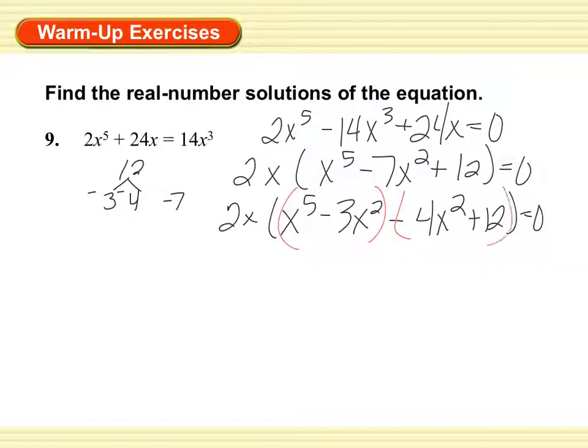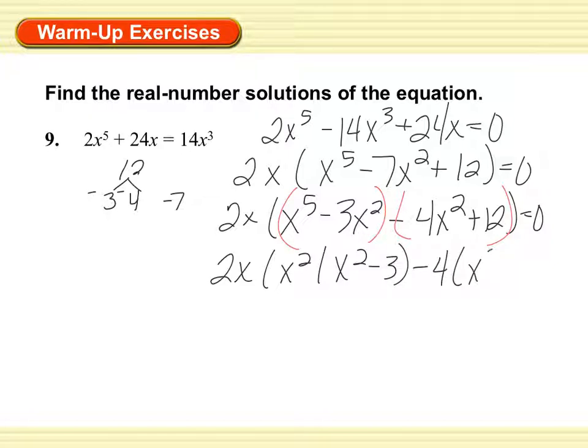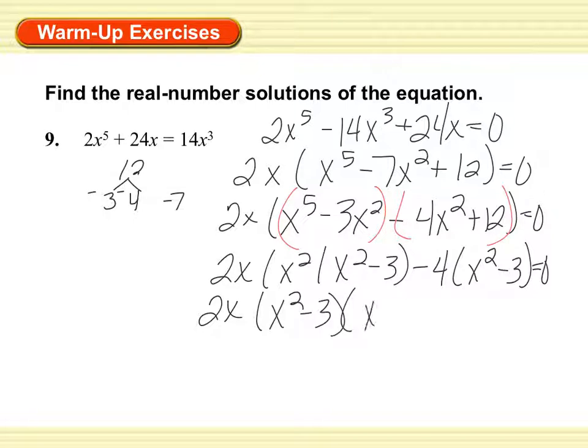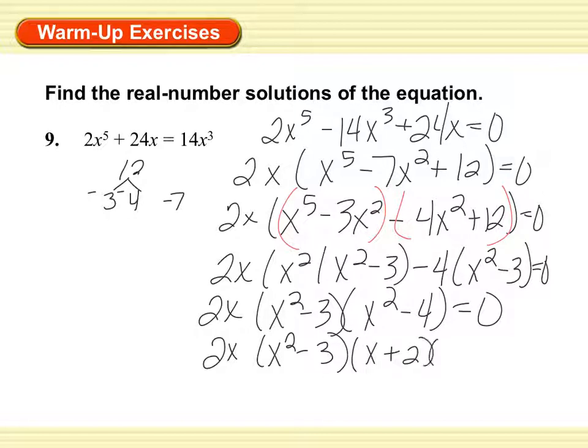Factor by grouping. 2x, let's see, I can take out an x squared from that first one. I get x squared minus 3. I can take out a negative 4x squared minus 3. So 2x, x squared minus 3 is common. X squared minus 4 is left over. Looks like I have a difference of perfect squares again. X squared minus 4 is the difference of perfect squares, so I get x plus 2, x minus 2.